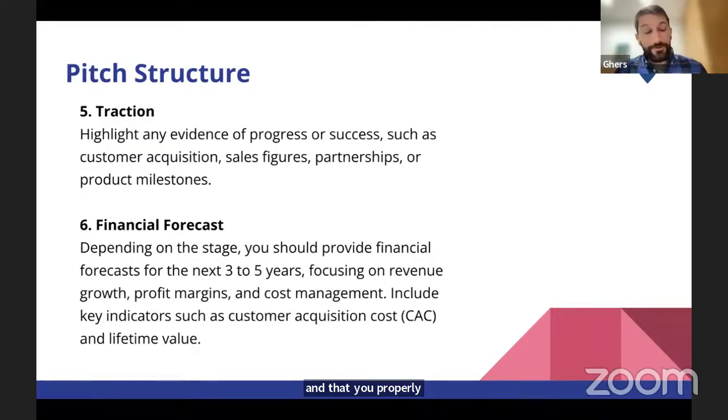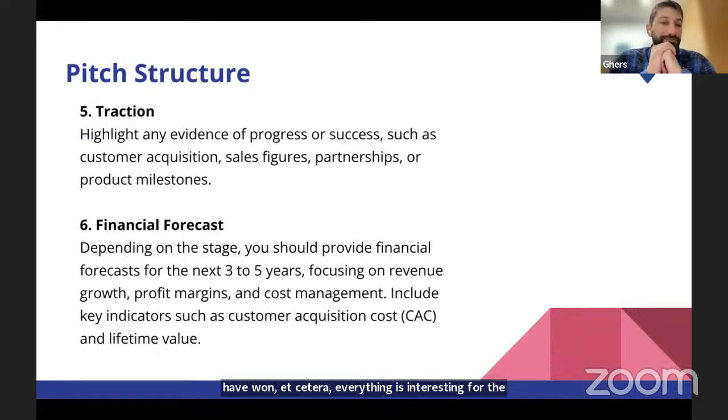So the fifth point of the structure is the traction. The idea here is to show in the best way possible what is the evidence that you have reached some kind of success, such as customer acquisitions. Sales figures is, of course, ideal. Any partnerships, product milestones, just visitors to the page, any prize you might have won, etc. Everything is interesting for the potential investor.